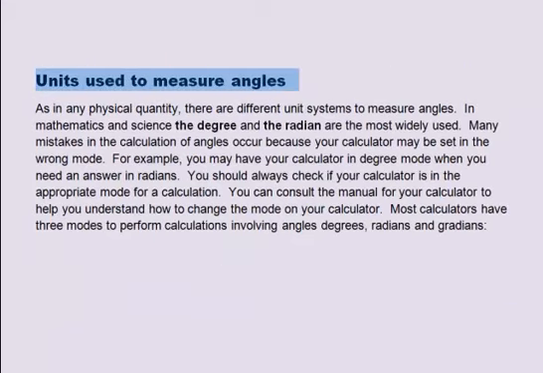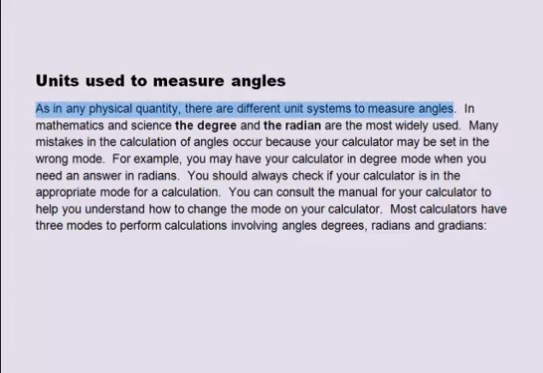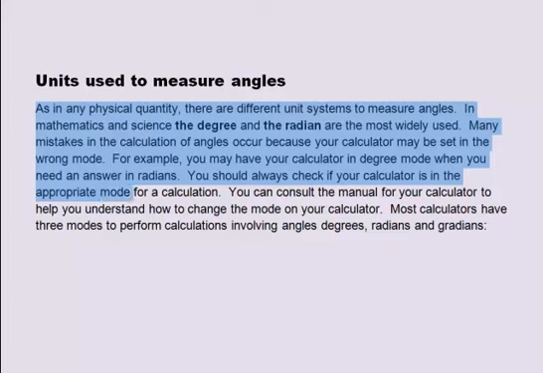Units used to measure angles. As with any physical quantity, there are different unit systems to measure angles. In mathematics and science, the degree and the radian are the most widely used. Many mistakes in the calculation of angles occur because your calculator may be set in the wrong mode. For example, you may have your calculator in degree mode when you need an answer in radians. You should always check your calculator is in the appropriate mode for calculation. You can consult the manual for your calculator to help you understand how to change the mode. Most calculators have three modes to perform calculations involving angles: degrees, radians and gradians.